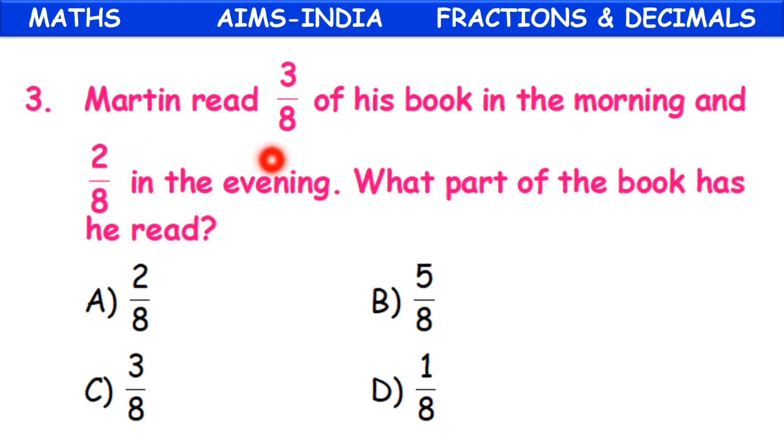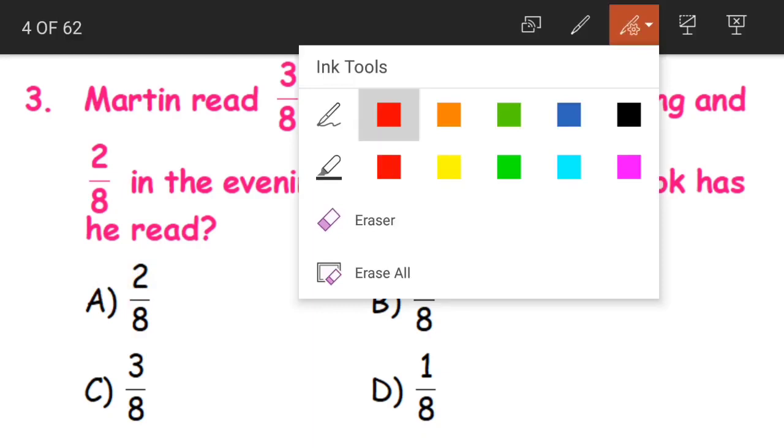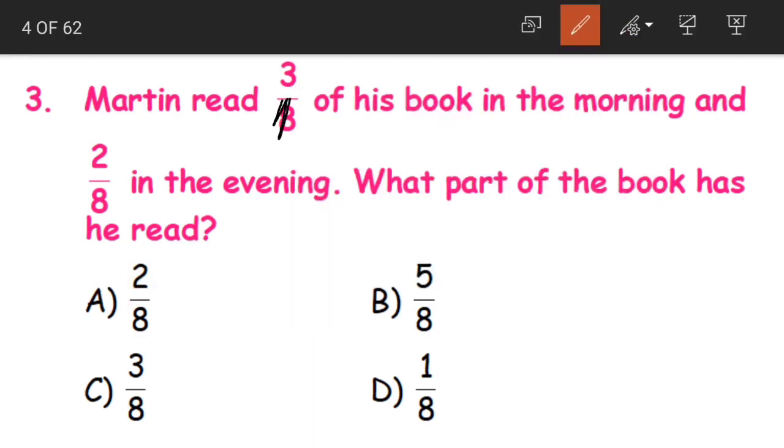Next question 3. Martin read 3 by 8 of his book in the morning and 2 by 8 in the evening. What part of the book has he read? See, what are they saying? Suppose if you are confused by the fractions, you can take it as a whole number and understand the question. Say Martin read 3 pages of the book in the morning and 8 pages in the evening. Now how much did he read in total? How will you find out? You will add them. Yes children.